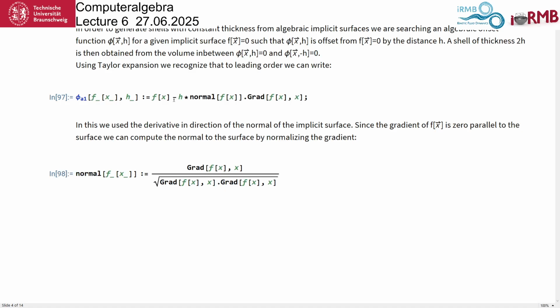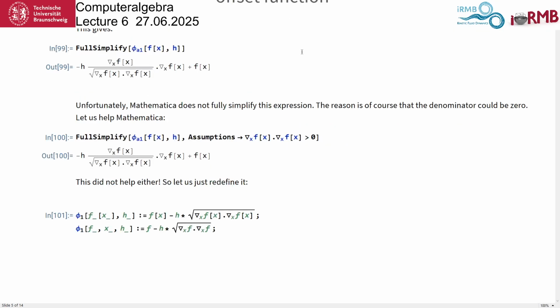So, now this should get a little bit simplified, because this is how the function looks like. We have the original function, and we have the gradient of this function times the gradient of this function divided by the magnitude of the gradient of the function times minus h. This is not very much simplified.